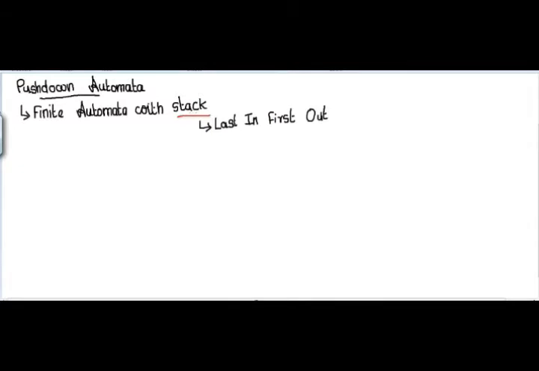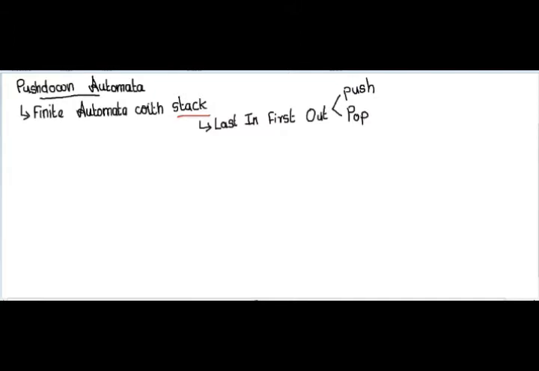In this lecture, I am going to give an introduction about pushdown automata. Finite automata with a stack is called a pushdown automata. That means pushdown automata works the same as a finite automata, and in addition to that, a stack will be there. The stack works in a last in, first out fashion. So two operations are used: one is push operation, another one is pop operation.